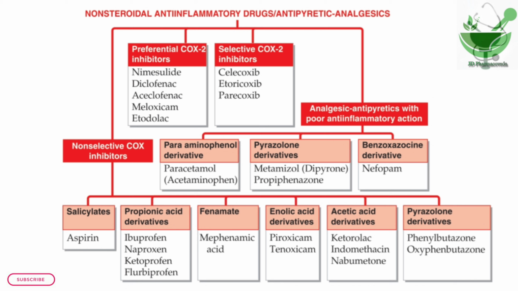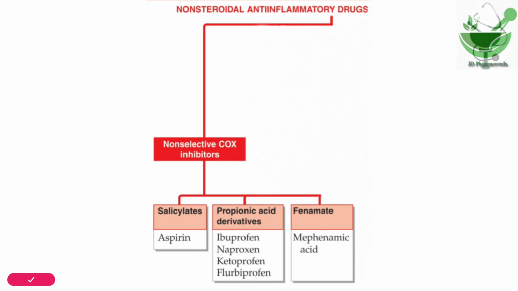In that, most of the drugs are COX inhibitors. COX is an enzyme which converts arachidonic acid into prostaglandin. Prostaglandin plays many roles in our body, like inflammation, fever, etc. So first of all, the non-selective COX inhibitor drugs.